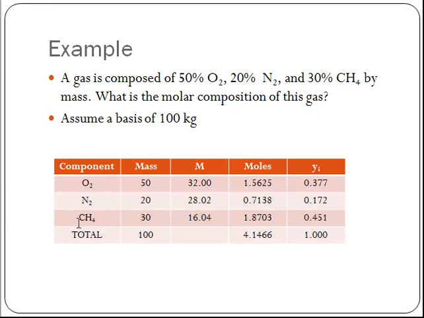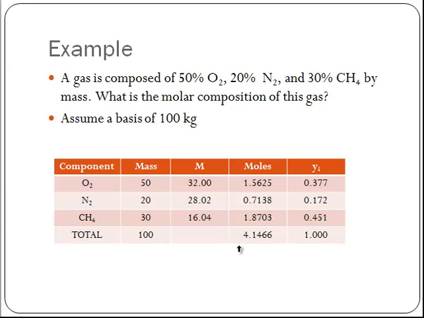So I list my components and my total. I've chosen a basis of 100 kilograms, so I have 50 kilograms of oxygen, 20 of nitrogen, and 30 of methane. I look up the molecular mass of each one of these. Now I compute the number of moles. Before I multiplied, but now that I have kilograms, and I want kilomoles, I'm going to divide by the molecular mass. Again, remembering that the units are kilograms per kilomole. In order for the units to cancel, I'm going to need to divide. And so I have the number of moles of each substance.